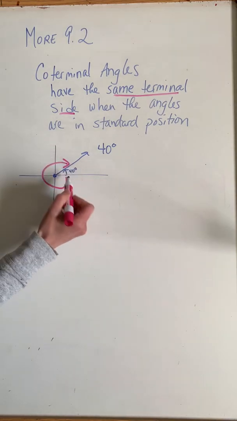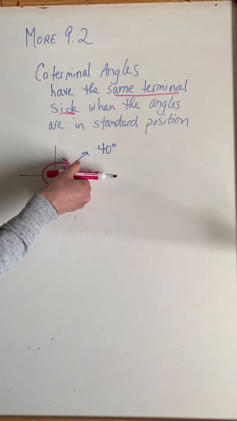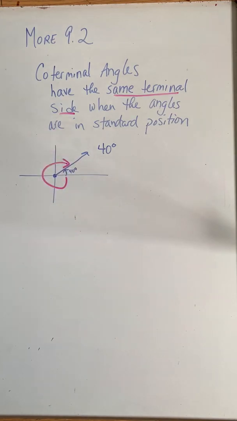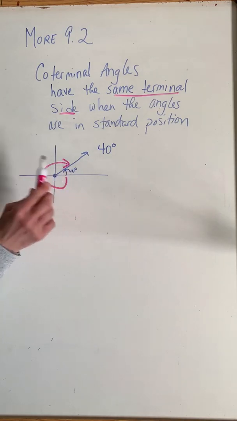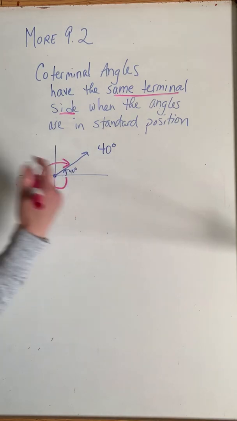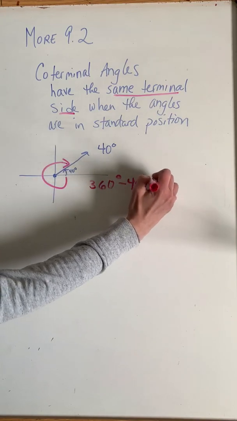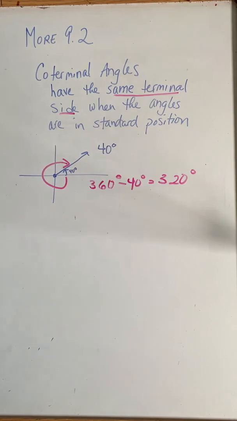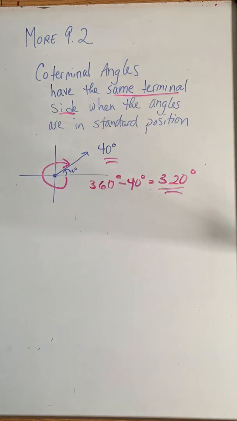Well, we know one full rotation, if I started here on the positive x-axis and rotated all the way around and ended on the positive x-axis, would be 360 degrees. We're 40 degrees short of that 360, which would mean that pink angle would be 360 minus 40, or 320 degrees. So we could say that 40 degrees and 320 degrees are coterminal angles.